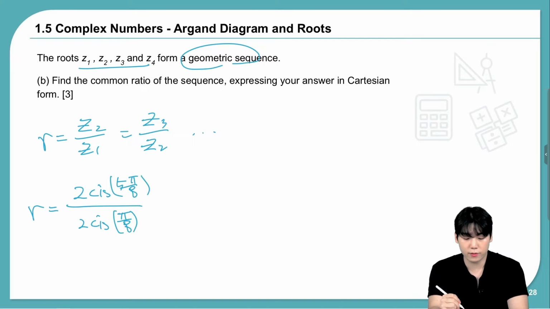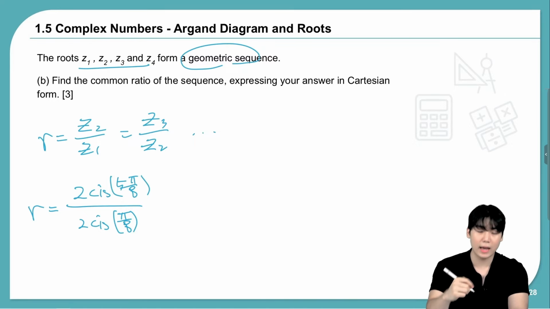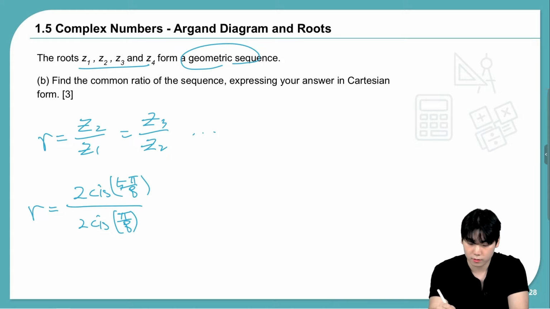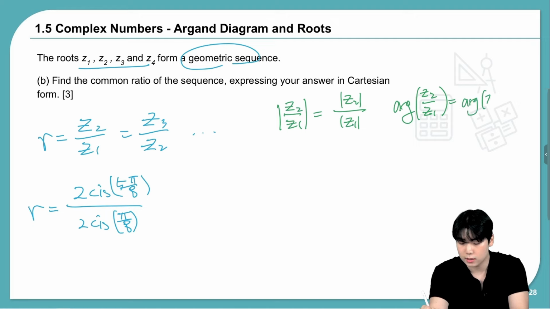And if I were to divide a complex number by a complex number, what do I do? I divide the modulus. So from the formula, the modulus of z2 over z1 is literally just the modulus of z2 divided by the modulus of z1, while the argument of z2 over z1 is in fact the argument of z2 minus the argument of z1, right?